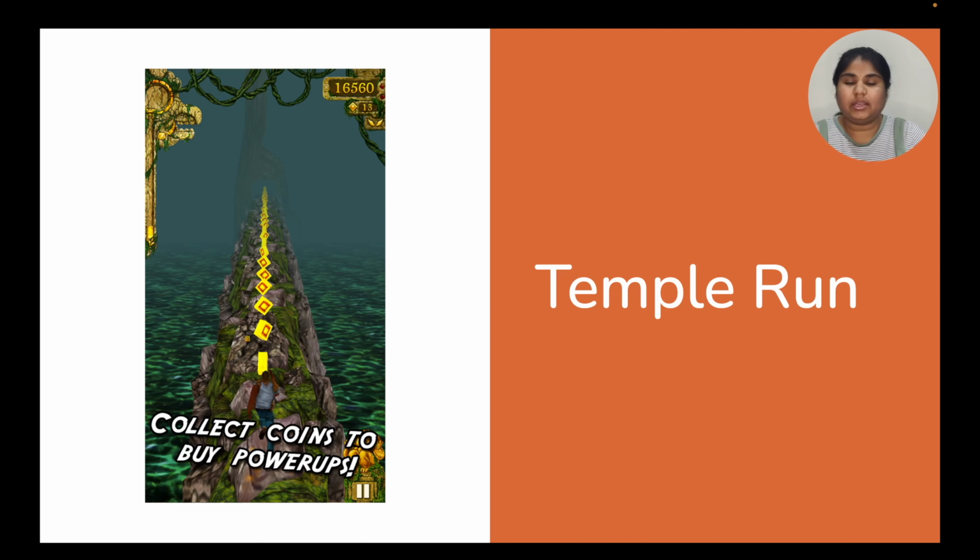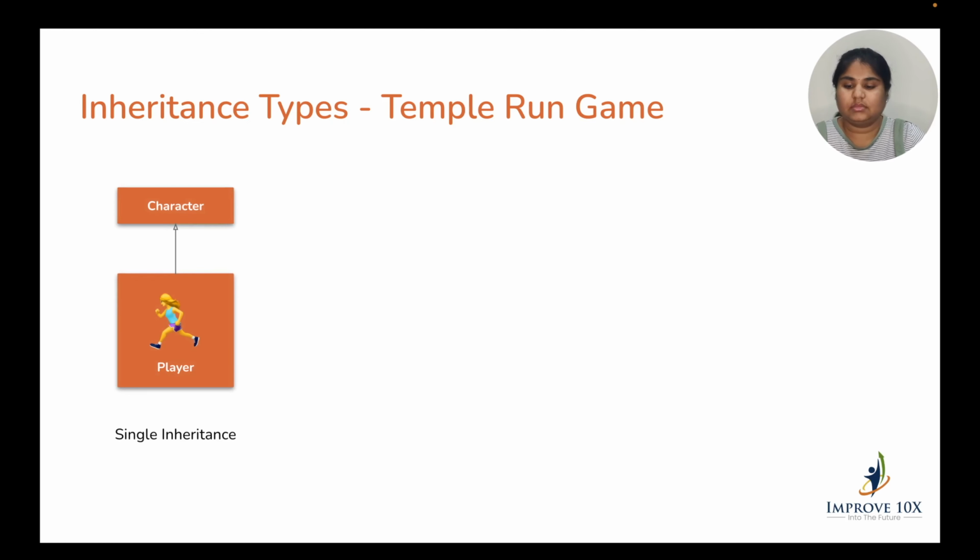So we have been working on the Temple Run game in our previous example in inheritance part 1. As you can see in this picture, this is how we have implemented single inheritance. There is a player class which is extending from the character class.